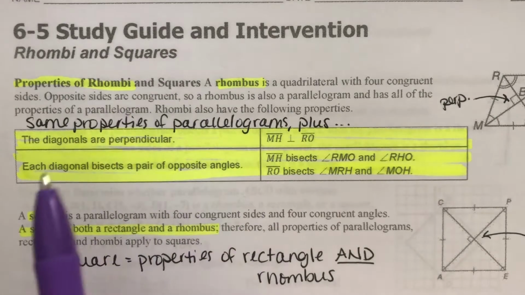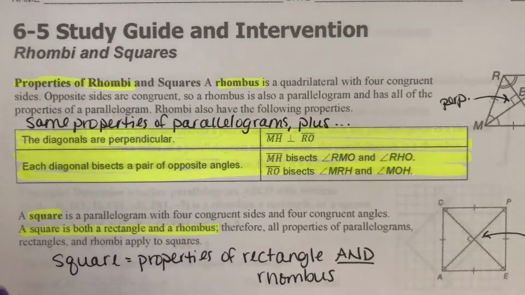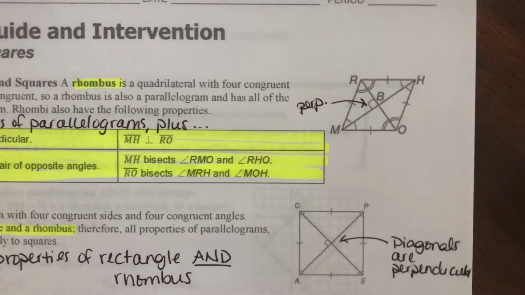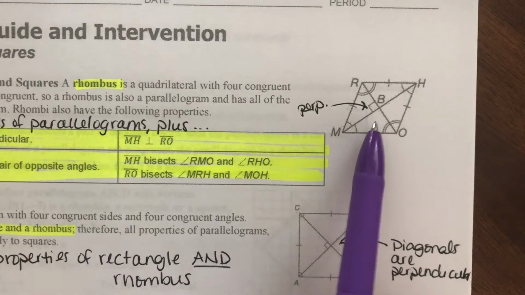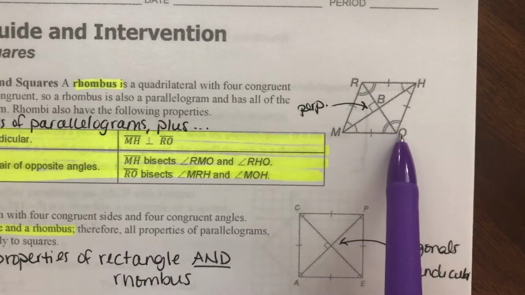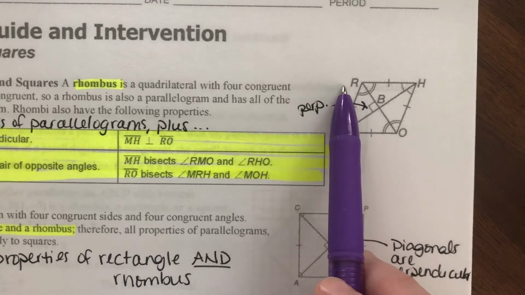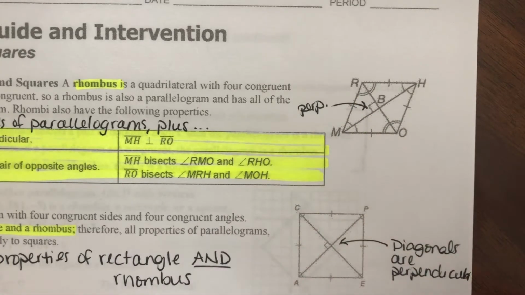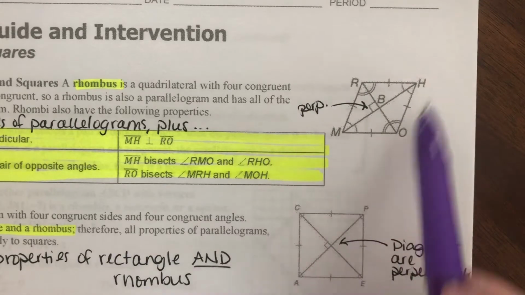So basically a rhombus is a parallelogram, has all the properties of a parallelogram, plus the diagonals are perpendicular. So here is a rhombus. It basically looks like a square. It's got 4 congruent sides, but it was like blown over a little bit, right? It's like tilted a little bit, like a parallelogram, okay? So this is a rhombus.